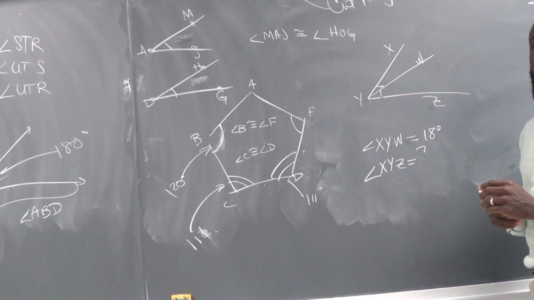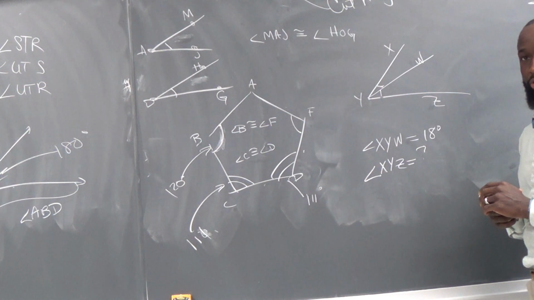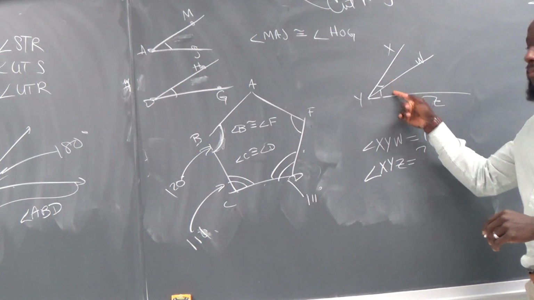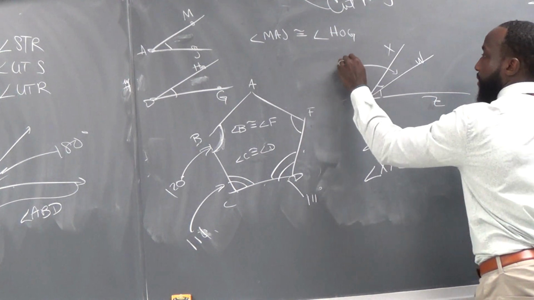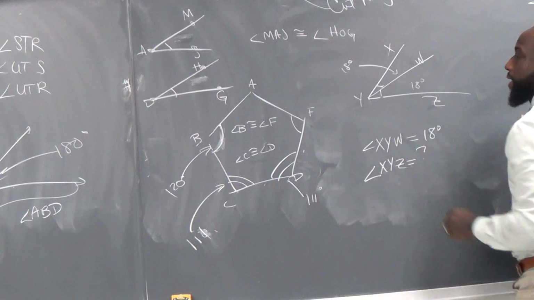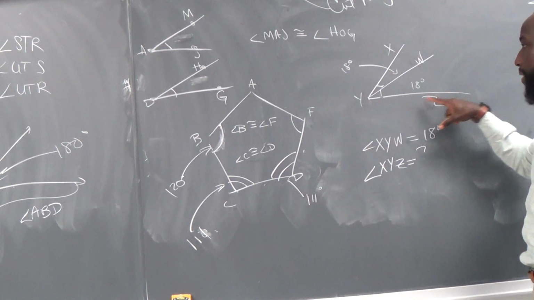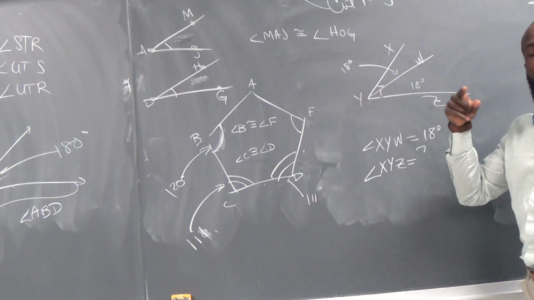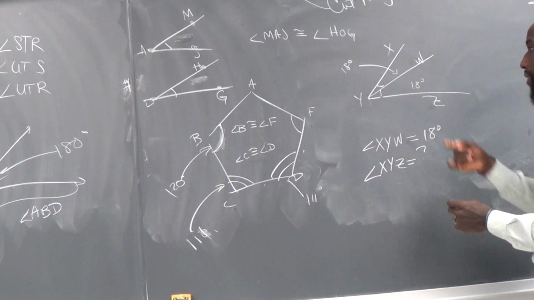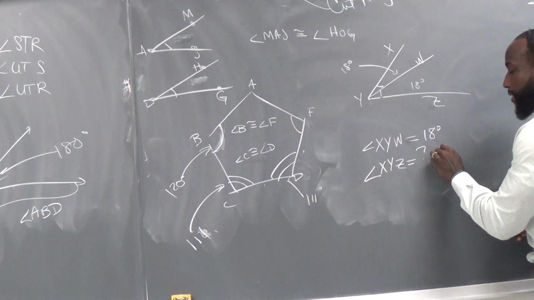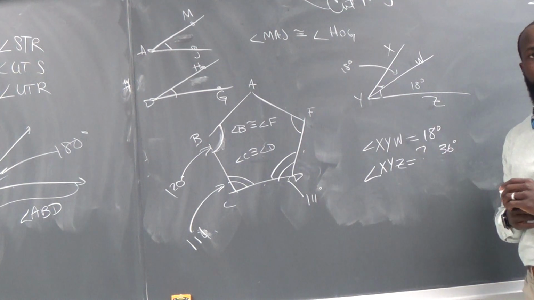How do you know they got the same measurement? The little angle sign. Yeah, this thing right here. So if this is 18, this is also 18. And so you use which postulate to figure out the measure of the whole thing? Yeah, angle addition postulate. So it's 18 plus 18, which would make this 36 degrees. We're good with that?